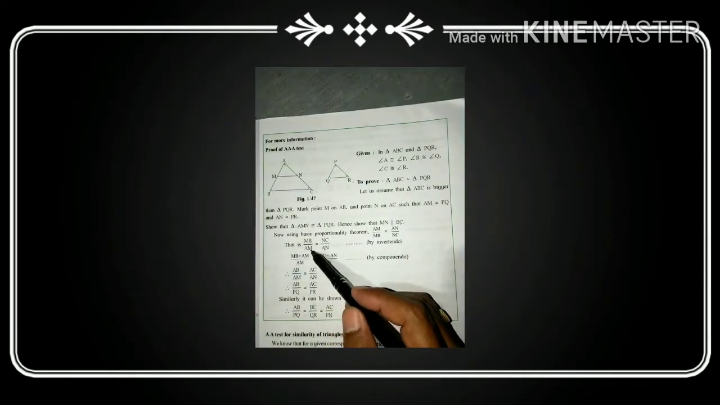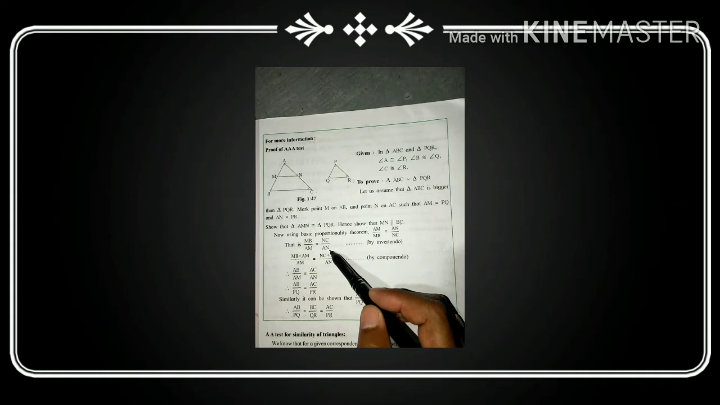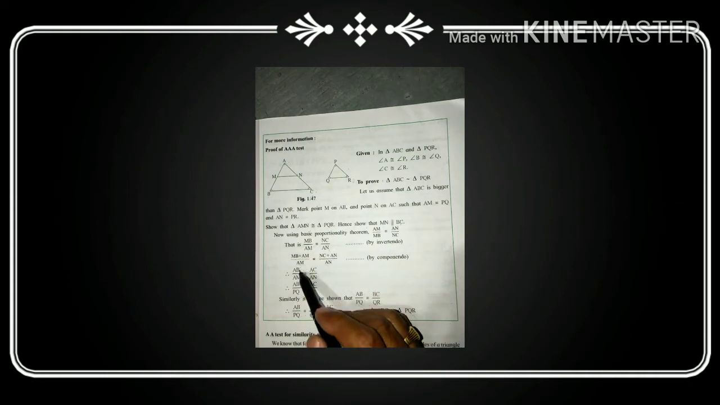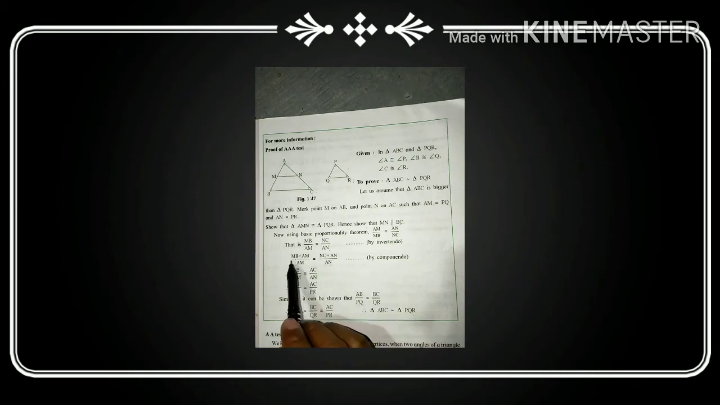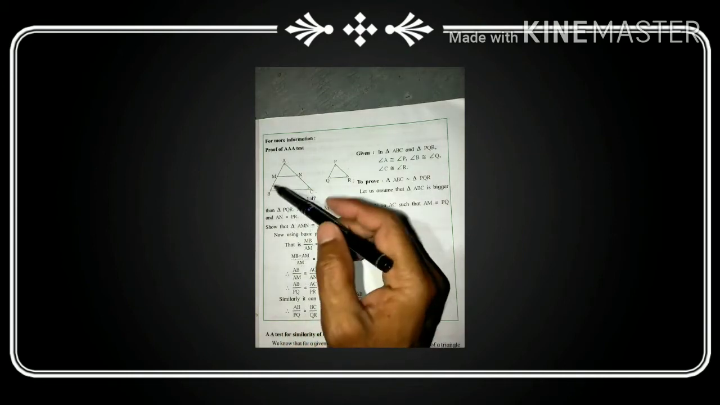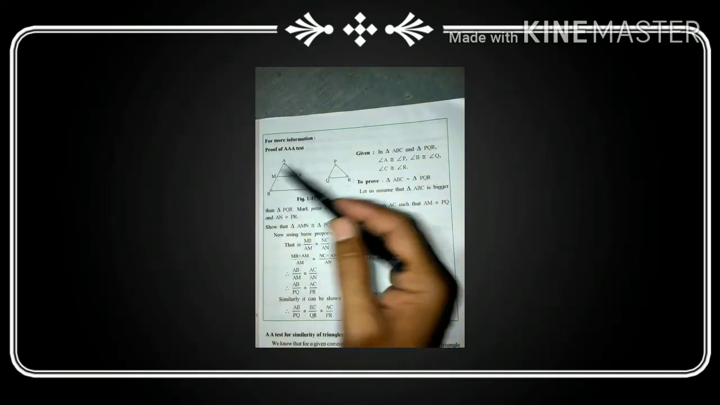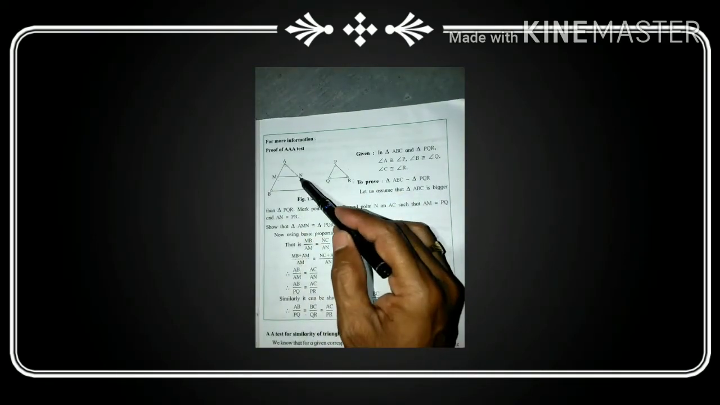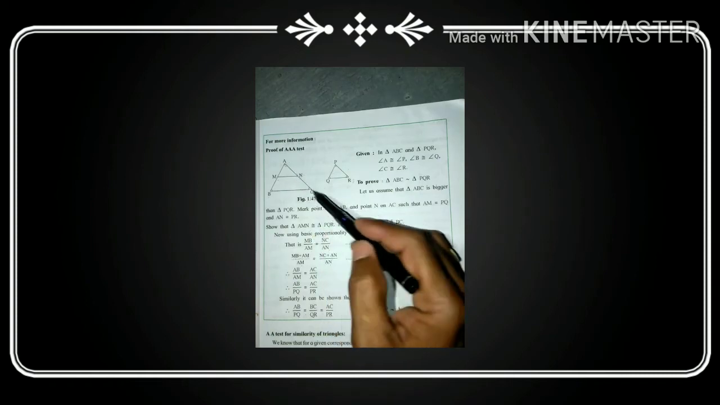Then AM upon MB is equal to NC upon AN by invertendo condition. Therefore, MB plus AM upon AM, here also using componendo property, is equal to NC plus AN upon AN. After that, MB plus AM means what? Actually, MB plus AM is equal to AB, and AN plus NC is equal to AC. These two values are added here, AB and AC.